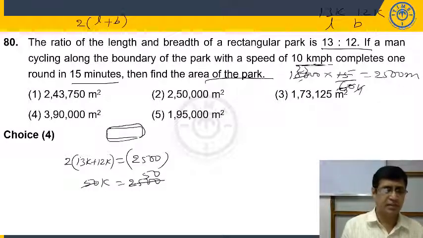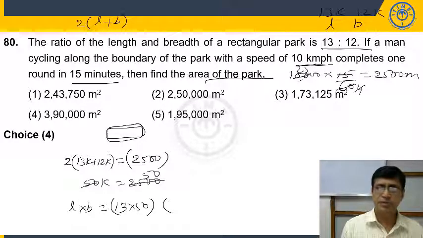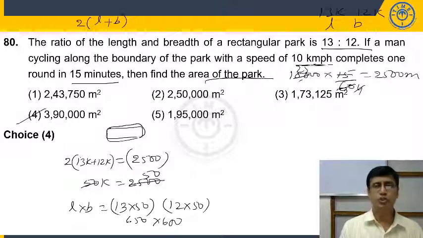Area of the park means it is L into B. L into B means 13 into 50, that is the value of L, and B means 12 into 50. Now it is 650. Now it is 600. The product of these two is the answer. It is 390000. Okay.